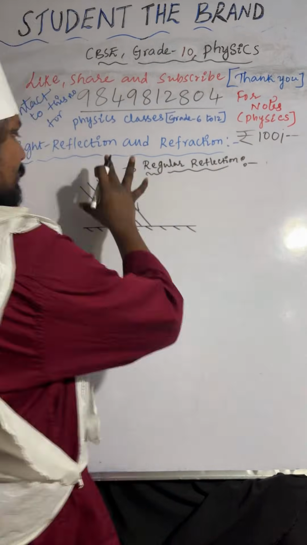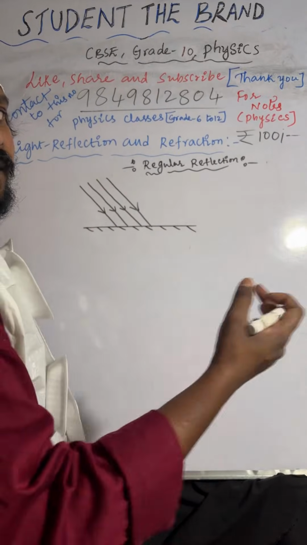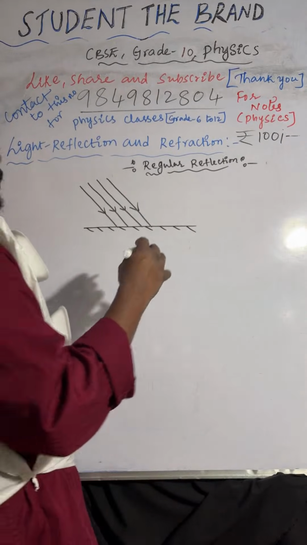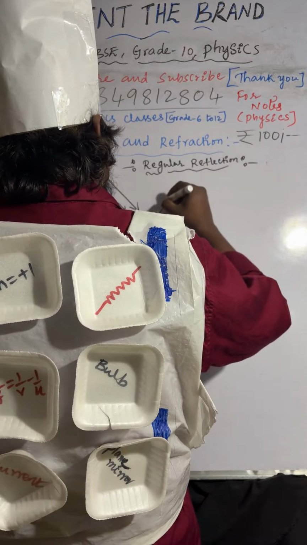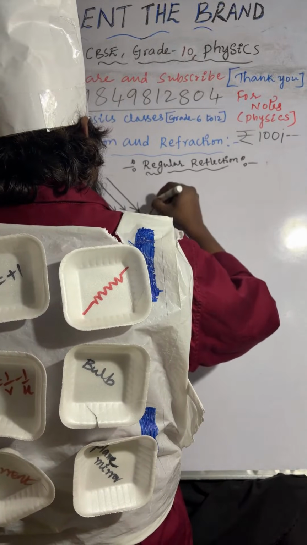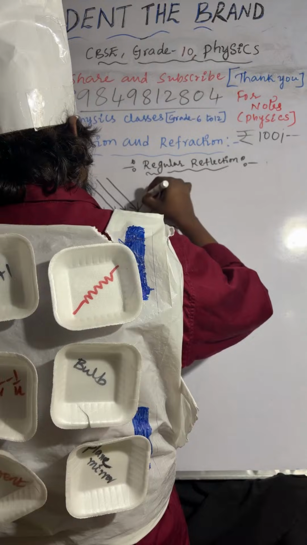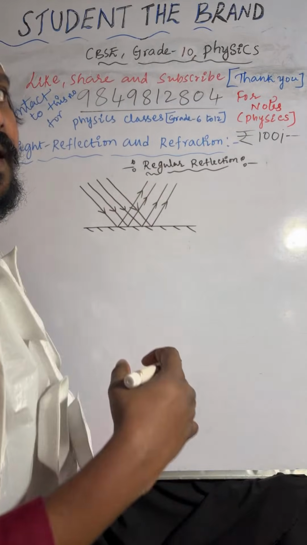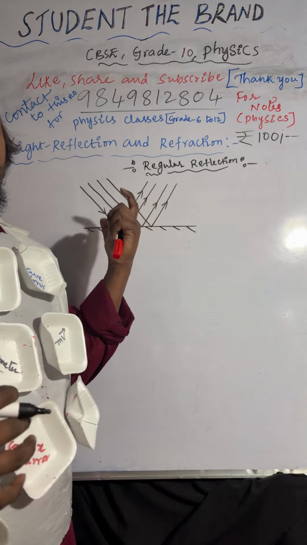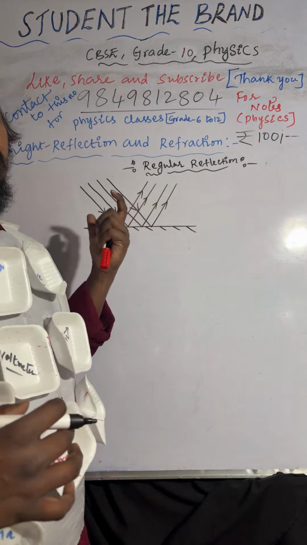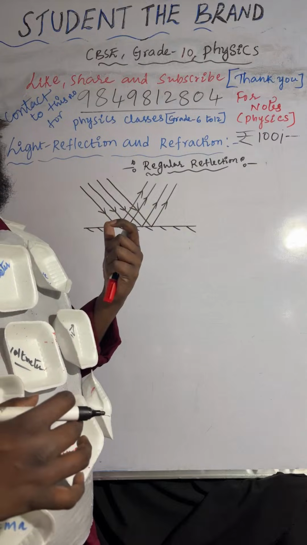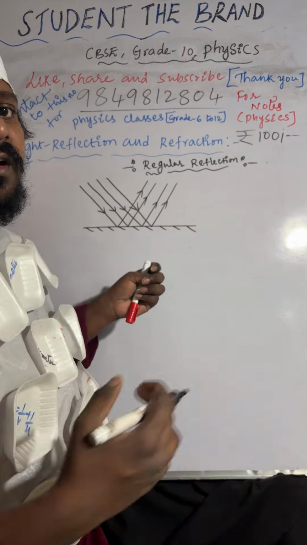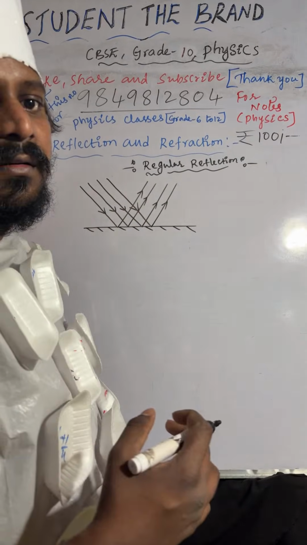Regular reflection is when incident light rays are parallel, then reflected light rays are also parallel to each other. So here you can see these are the reflected light rays like this. These are parallel, so these light rays are also parallel to each other. This type of reflection is called regular reflection.